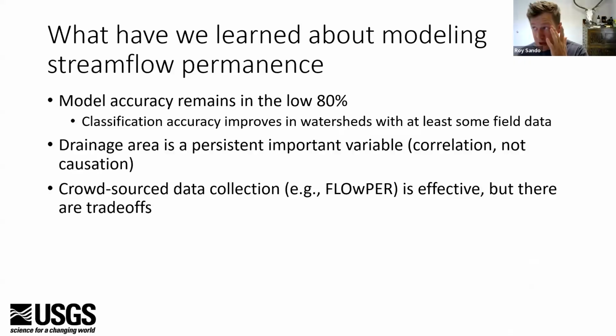So, just some key points about what we've learned about modeling streamflow permanence. Typically, our model accuracy remains in the low 80%. Drainage area is a persistent, important variable, but it's important to note that this is likely correlation and not necessarily causation. Think about a larger bowl. If you're catching water in a bowl, a larger bowl is able to catch more water than a smaller bowl, and typically tends to produce perennial systems the larger you get.